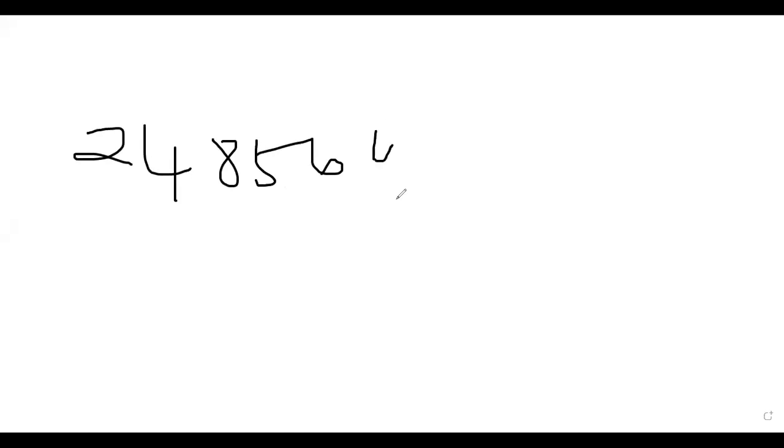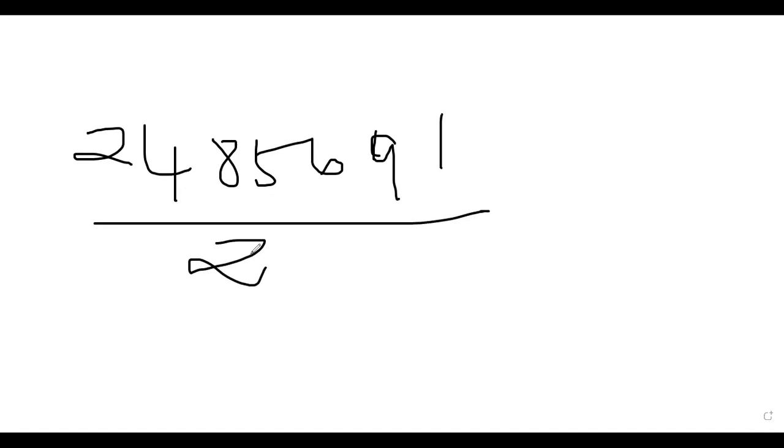Okay, welcome back to session number 2 for this day 3. We were discussing how to find whether a number is divisible by 2 or 3, and so on. We are going to analyze whether it is divisible or not without dividing that number. As an example, if we have 2, 4, 8, 5, 6, 9, 1, we have to check whether this number is divisible by 2 or not without dividing it.